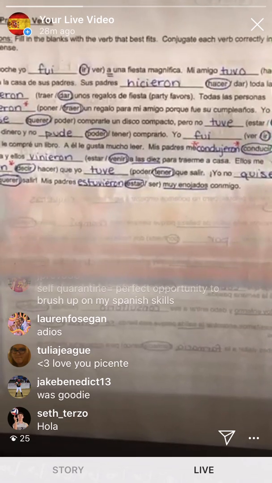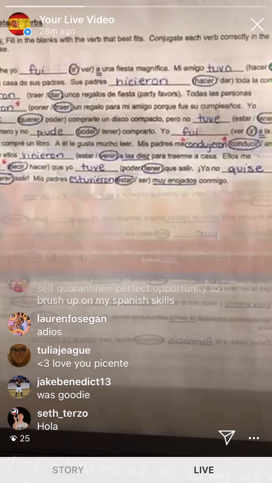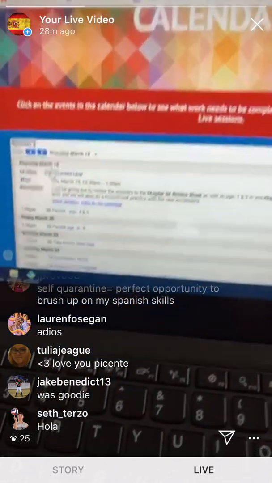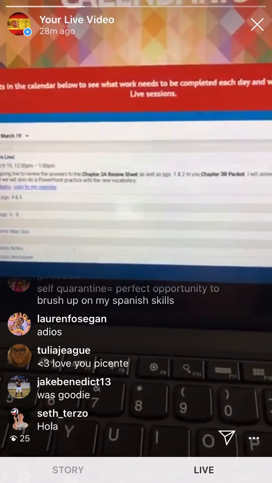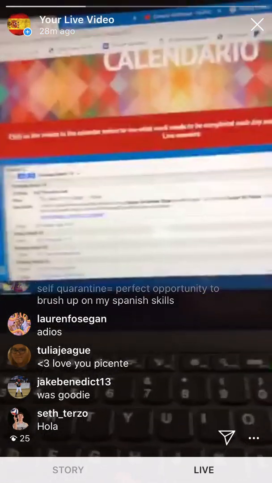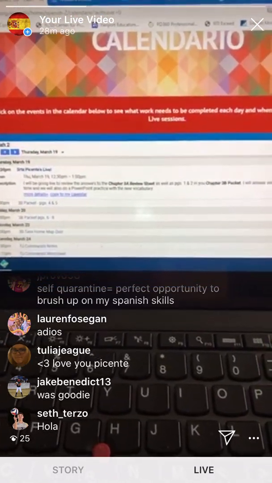All right. Any questions here with this worksheet? All right. So the other thing I wanted to go over is we're going to look at pages 1 and 2 in your chapter 3B packet. So I gave you guys this stuff in class on Friday, everything you need for chapter 3B.